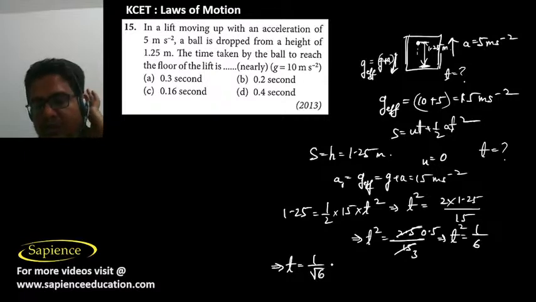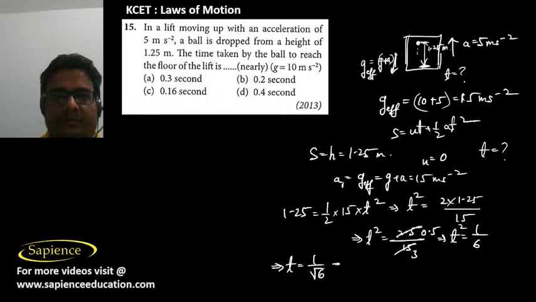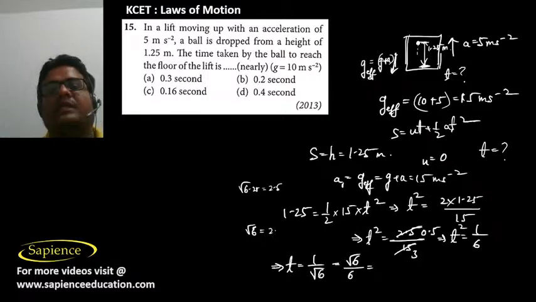So 1 by root 6 is approximately equal to, so now I can say it as root 6 by 6 also. So root 6 is approximately, root 5 root 6, that is equal to 2 point something. Root over 6.25 is 2.5, so slightly less than that. Root over 5.76 is 2.4. So that is approximately 2.45, I can tell.